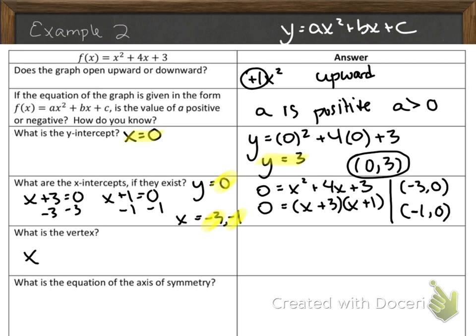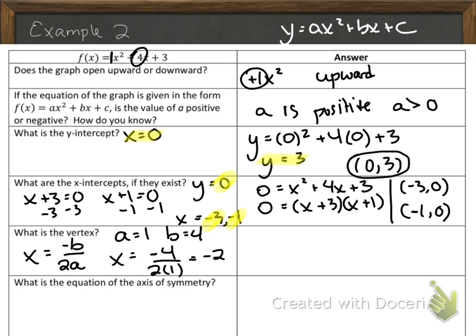All right, the next question says, what is the vertex? So remember, we need to memorize this equation, x equals negative b over 2a. Well, what is a and what is b? Remember there's a 1 here, so a is 1, and b is 4. So that means that x is equal to negative 4 over 2 times 1. That's negative 4 over 2, or just negative 2.